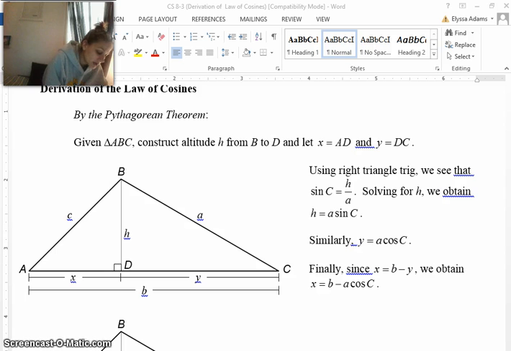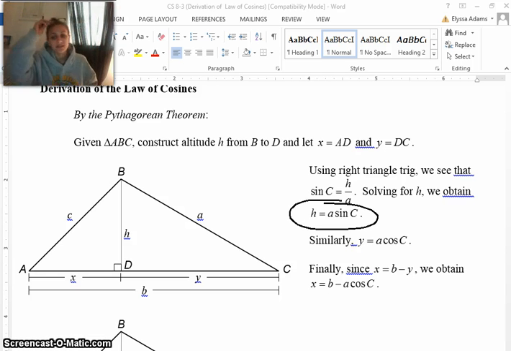So in h right here, we can say that this is really equal to a times the sine of c. I'm going to make that smaller. I'm just not even going to write it. You guys can read. So h is equal to a sine of c.